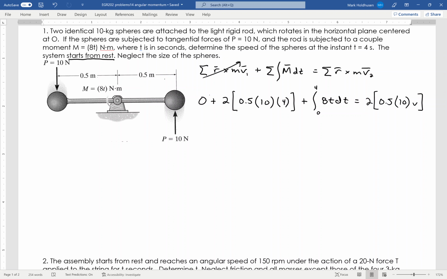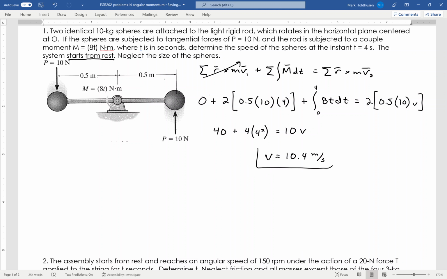So there you go. Calculating this out, that first term becomes 40. The second term becomes essentially 4t squared, so it's going to be 4 times 4 squared. And then that's going to equal 10v. And from that, I can find that the velocity after 4 seconds is 10.4 meters per second.